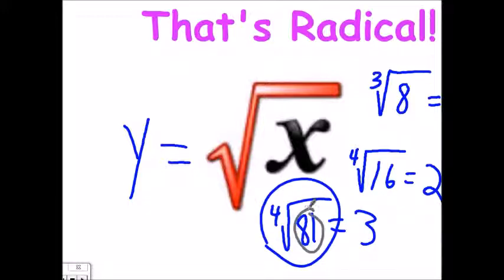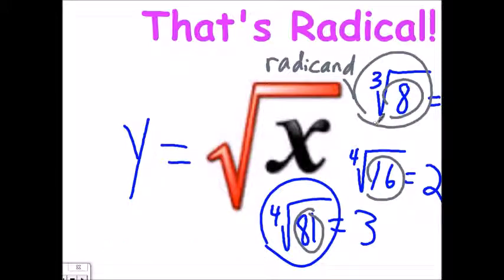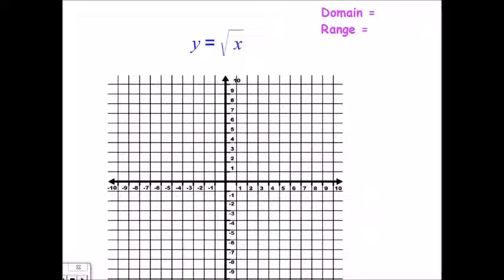81 is my radicand. 16 is my radicand. 8 is my radicand. The cube root of 8 is my radical. So we're going to look at how to graph some very simple radicals.